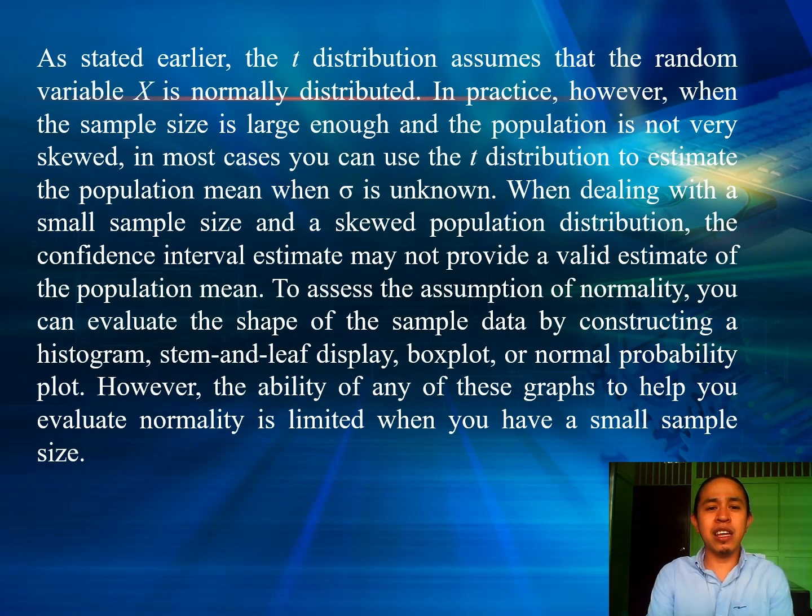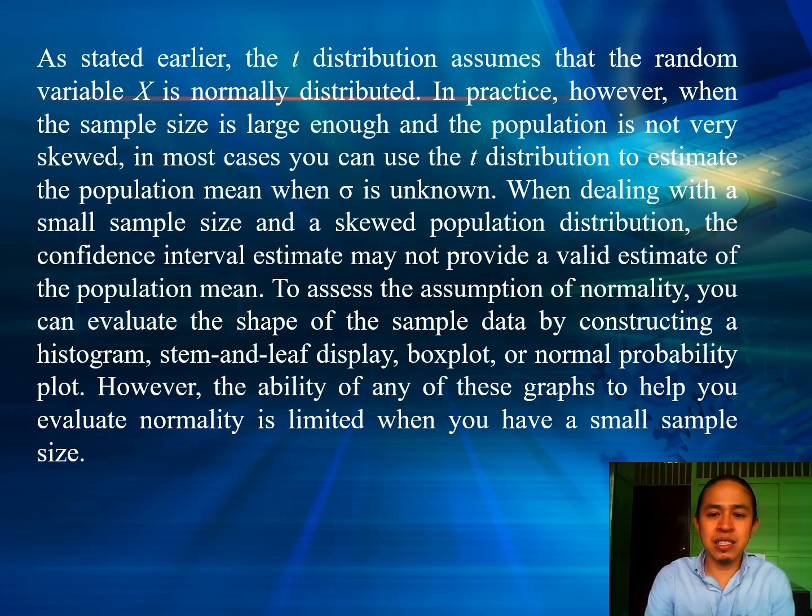So as stated earlier, the T distribution assumes that the random variable X is normally distributed. In practice, however, when the sample size is large enough and the population is not very skewed, in most cases you can use the t distribution to estimate the population mean when the population standard deviation is unknown. When dealing with a small sample size and a skewed population distribution, the confidence interval estimate may not provide a valid estimate of the population mean.